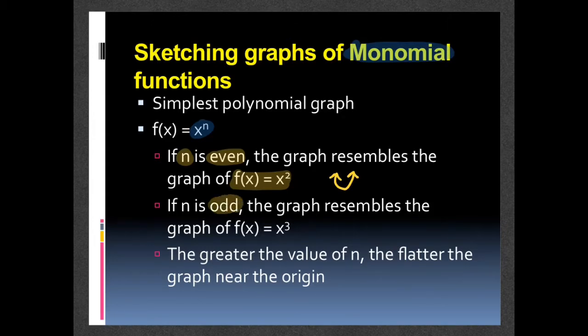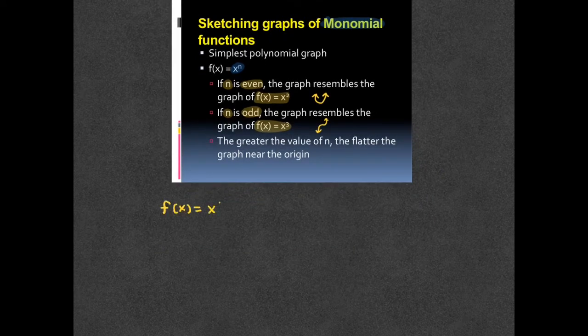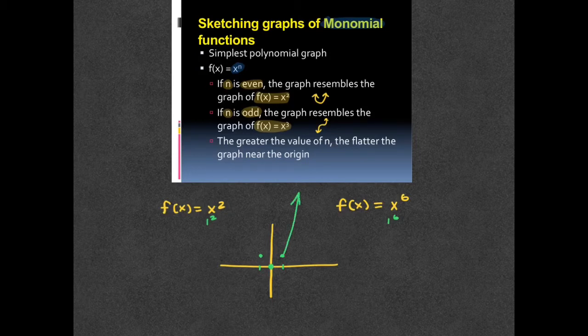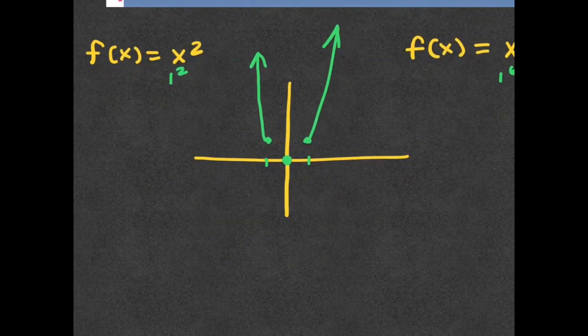If the n is odd, then it resembles that of an x cubed, which goes up to the right and down to the left. The greater the value of n, the flatter the graph is near the origin. So what this means basically is that if I were to just compare, let's say, f of x equals x squared and f of x equals x to the sixth. So if I were to actually plot points here, if I plug in 0 into each of those, I get 0, 0. If I plug in 1 into each of these, I also get the same points, 1, 1. Now it would increase faster for the higher exponent, but also what happens in between these functions, in between the segment that is in between 0 and 1, is it flattens.